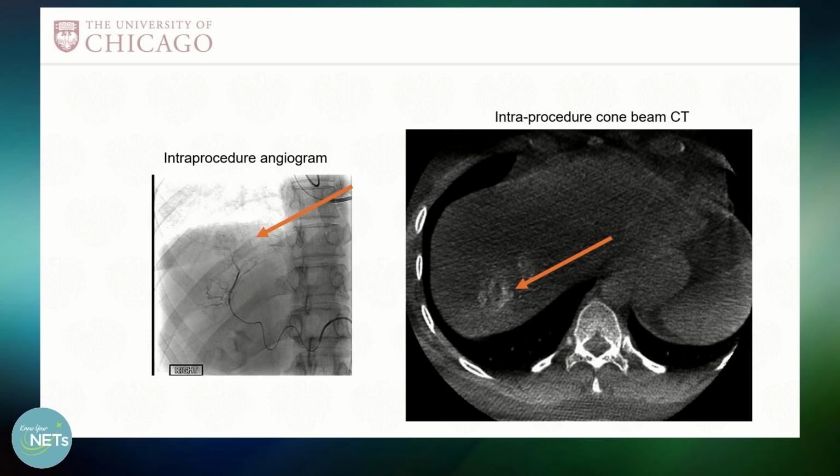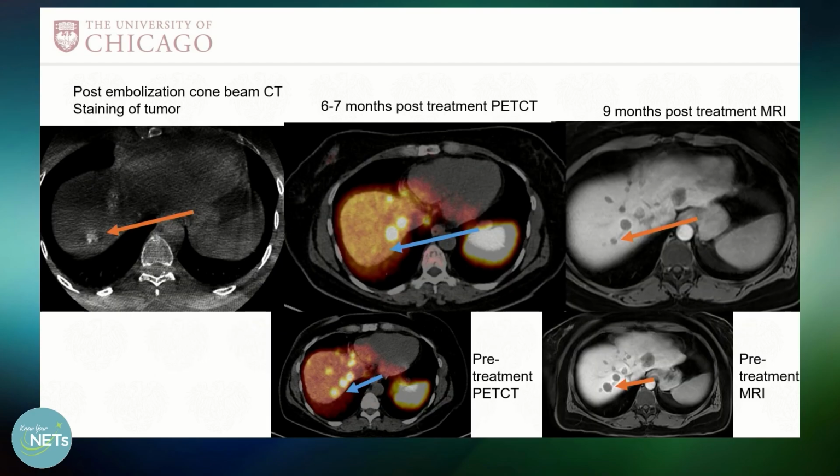We do a CT intra-procedure to once again visualize the tumor and its hypervascularity. Afterwards, we mix those beads with some contrast, and here we can see staining of that tumor after embolization, telling us those beads went exactly where we wanted them to go. And we have our post-treatment imaging. Here we can see PET-CT where there's no longer activity of that tumor or lesion, and in 9 months you can see significant decrease in size of that lesion.